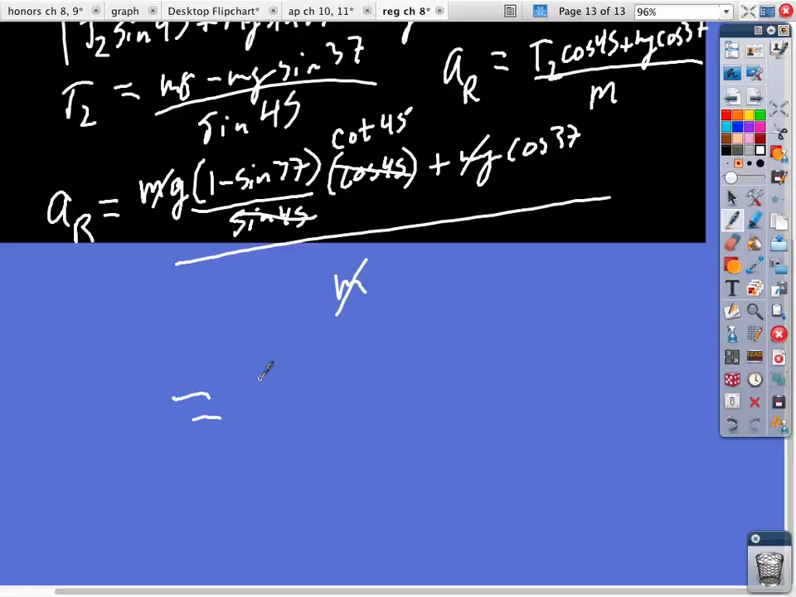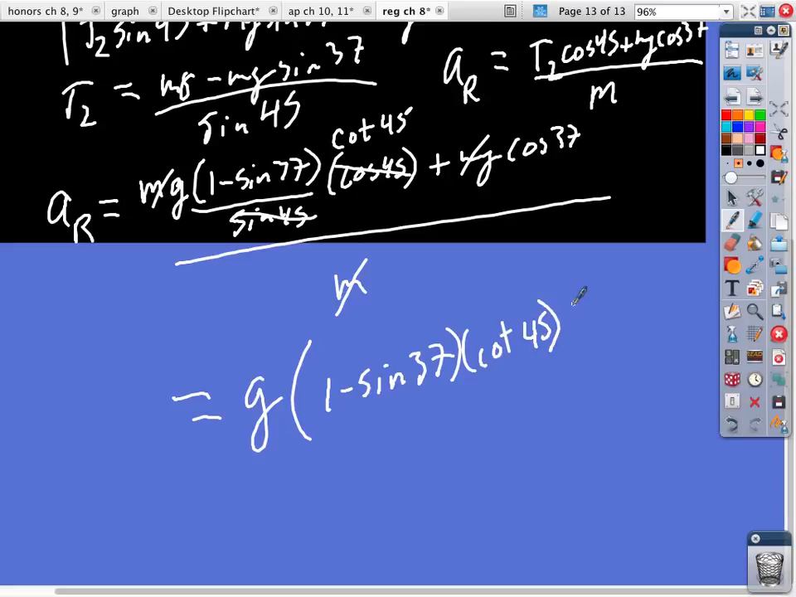So we get, I can factor out the g's, I guess, and this becomes a god-awful mess. G times 1 minus sine 37 times cotangent of 45 plus cosine 37. And that should be it. And of course you have to plug in all those numbers and see what it is.